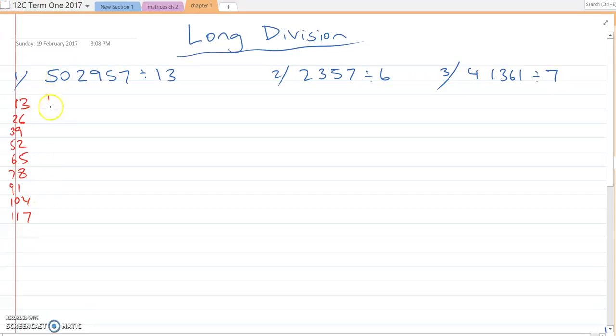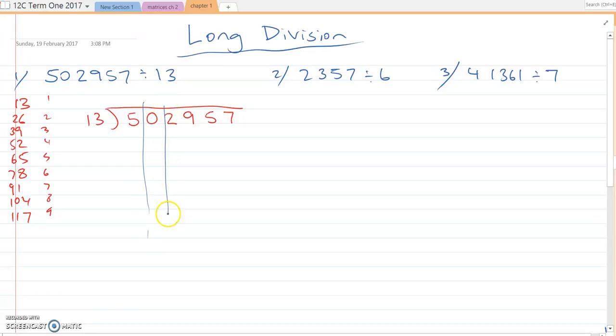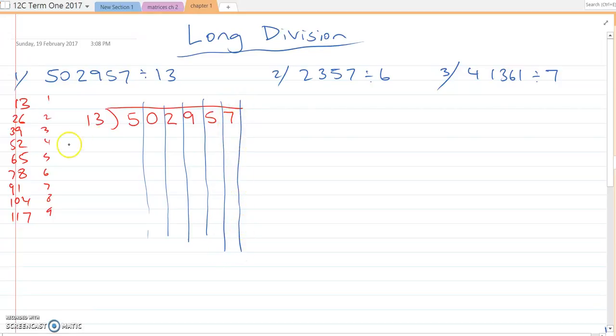Okay, that's 1, 2, 3, 4, 5, 6, 7, 8, 9. Okay, 9 times 13 is 117. Alright, this makes it a little bit easier when you're doing this. Now the important thing is to write this out with nice even spacing. You should be nice and neat when you do this, because it's very helpful to have everything lined up, because you want to know what the place values are.